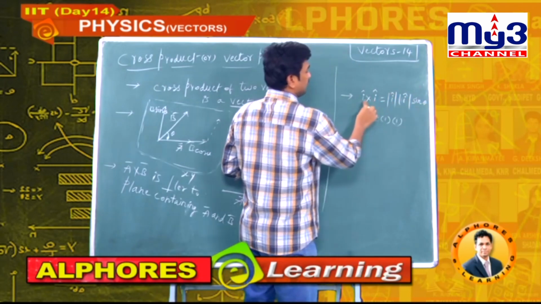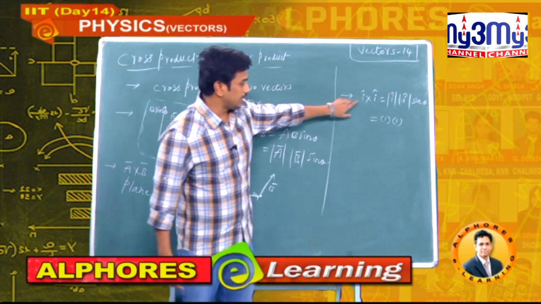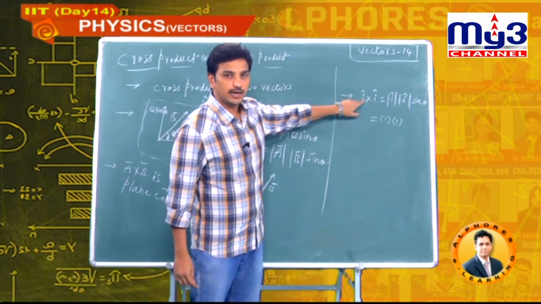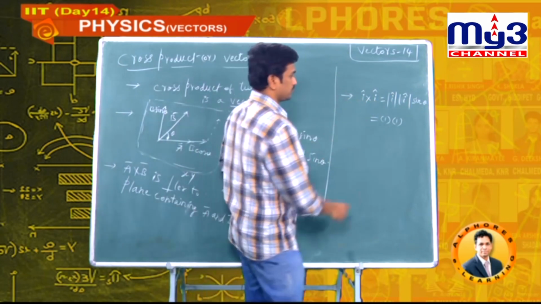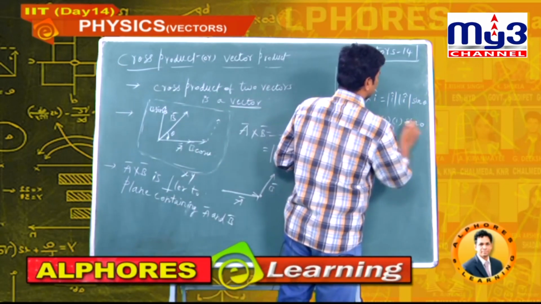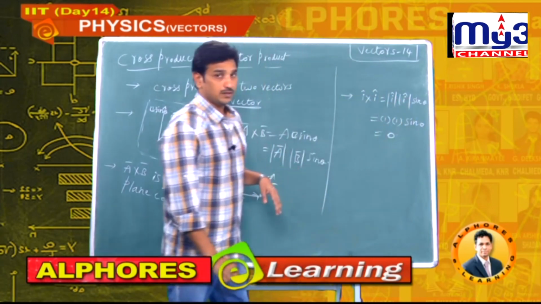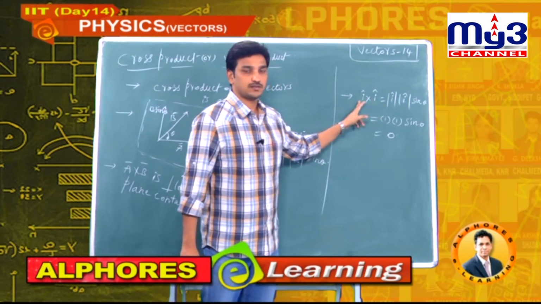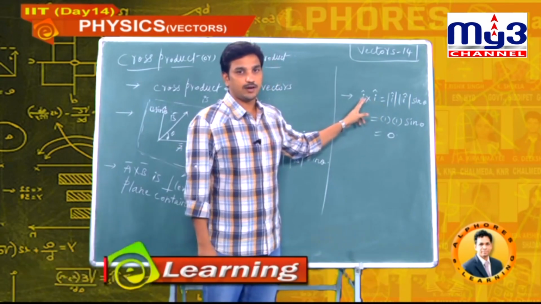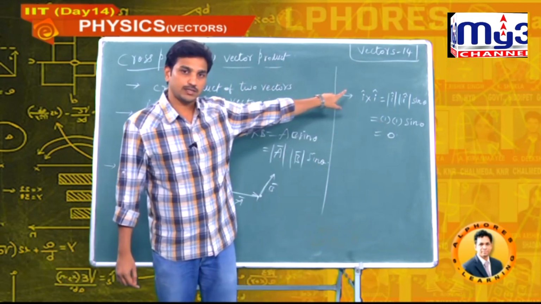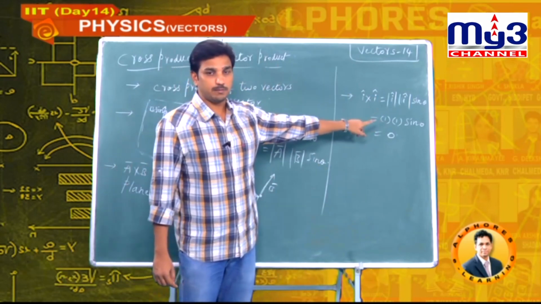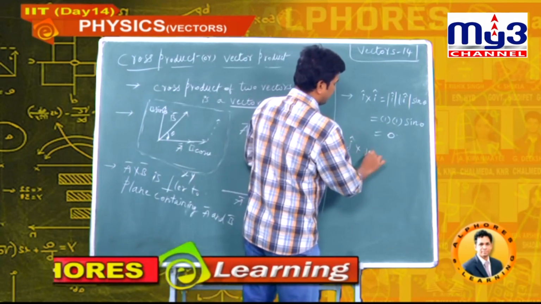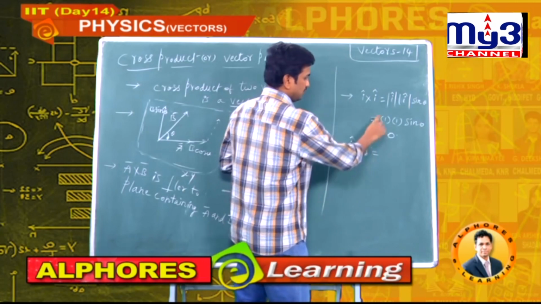Theta is the angle between I cap and I cap. This I cap represents the X direction, and this I cap also represents the X direction. Now the angle between these two is 0. Sine 0 is 0. For the dot product of the same unit vectors, it will be 1. I dot I is 1, but here I cross I is 0. Please remember this point. Similarly, J cross J, same thing.